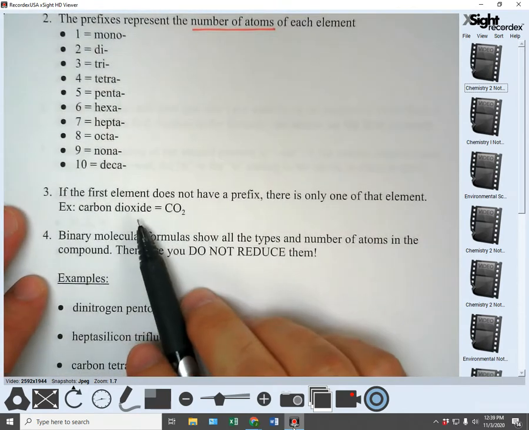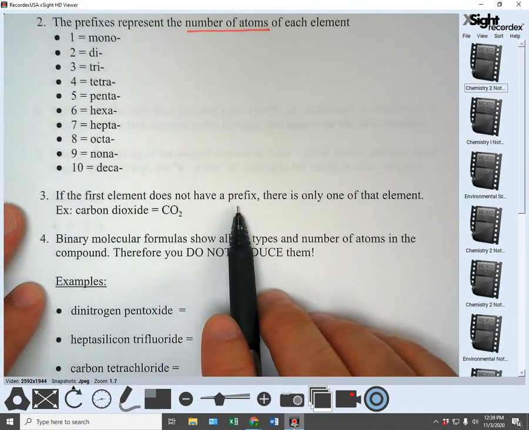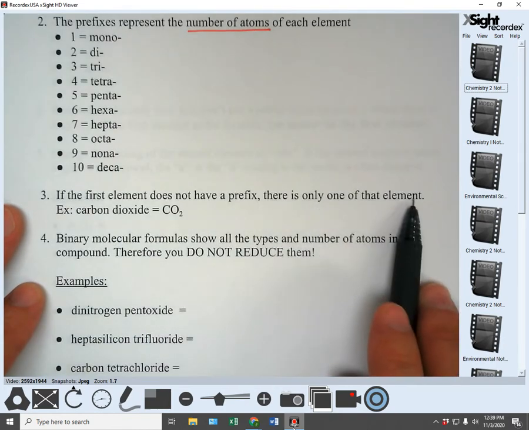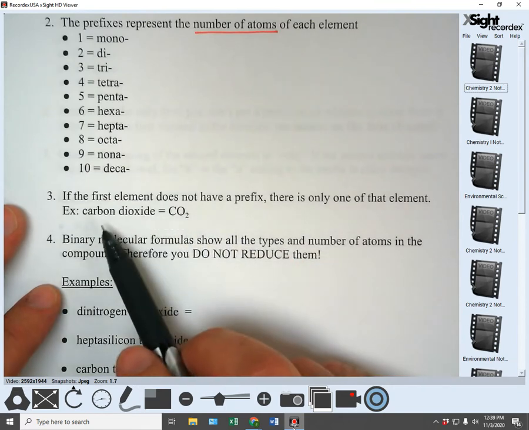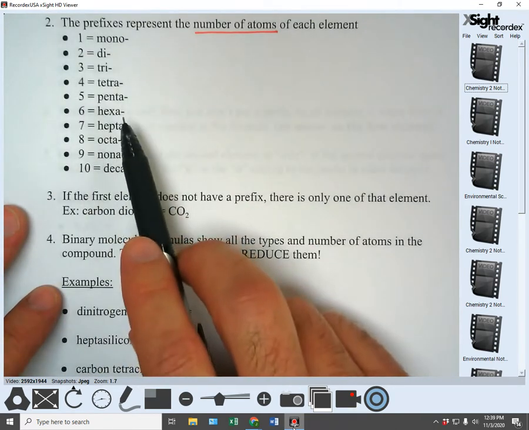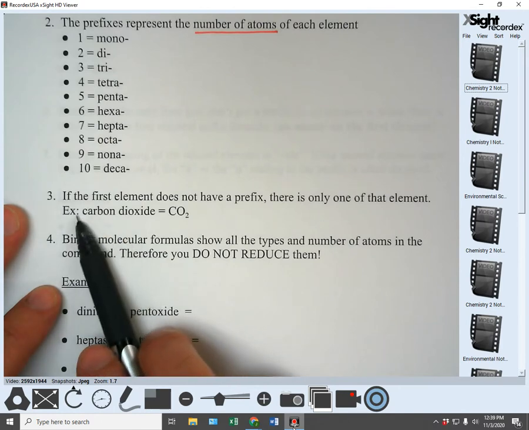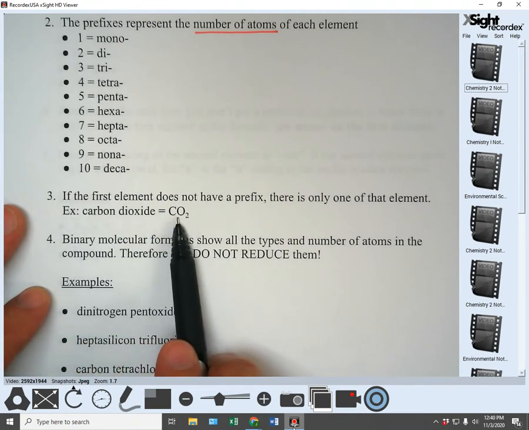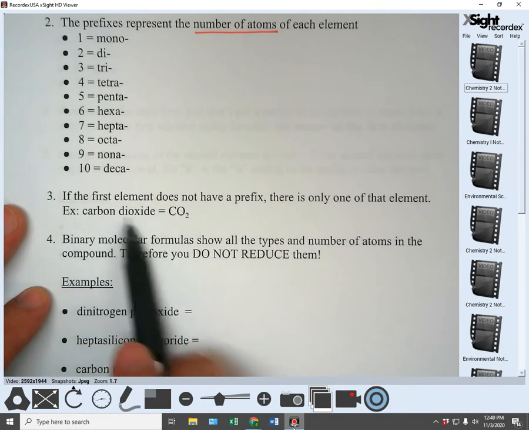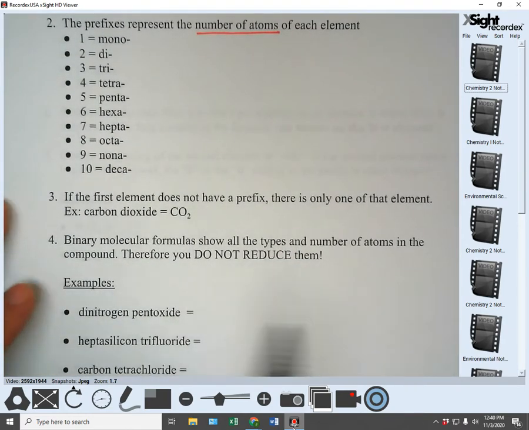Then rule number 3, if the first element does not have a prefix, there is only one of that element. So the only time in binary molecular compound naming that you don't have a prefix on something is if the first element, there's only one of them. Then there's no prefix. So for example, carbon dioxide, the carbon has no prefix, so that means there's just one of them. The second element always has a prefix, even if there's only one of them.